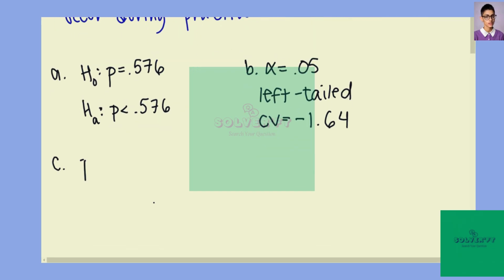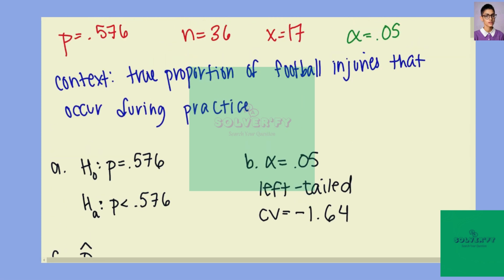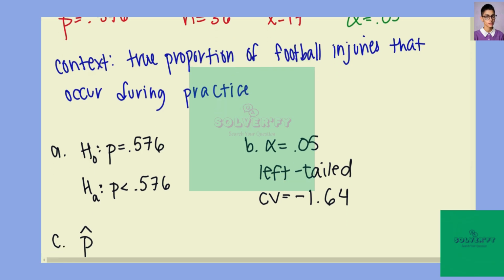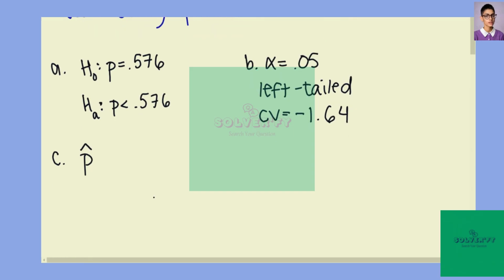So next we need to find our test values. We took a sample and studied that sample, and we took a sample with the size of 36. We got a result that 17 out of those 36 football injuries occurred during practice. So our sample proportion is p hat, and that's equal to x over n. So 17 over 36, which gives us a proportion of 0.47.